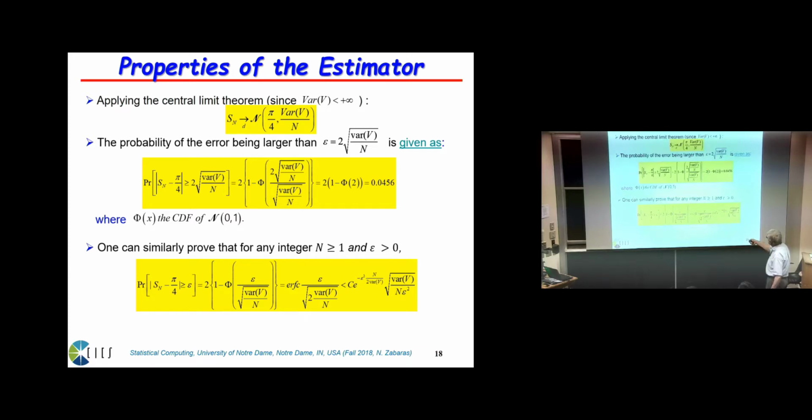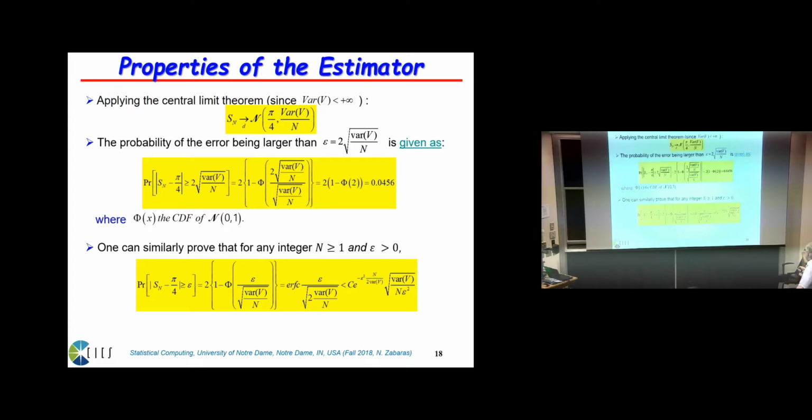And you can write this in terms of the complementary error function that is related with the CDF. And if you use some approximation of this for large n, you can see actually that this is e to the minus epsilon squared times n. This is a very standard error estimate for these Monte Carlo approximations, okay?